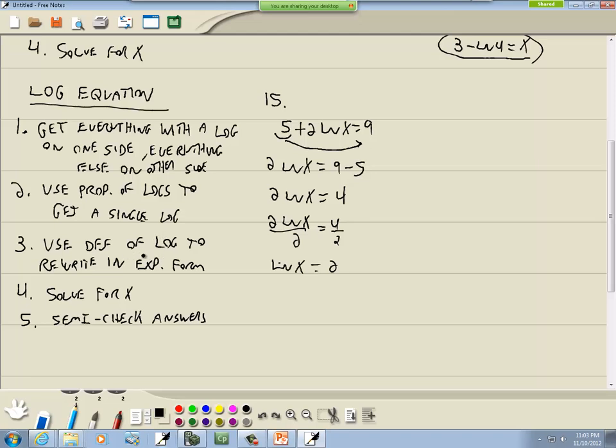Step 3, use definition of log to rewrite in exponent form. We take our base, which is e in this case, to a power of the other side equals what follows our log. Now, solve for x. This is already solved for x. Semi-check your answers. If we put the e squared back up here, it doesn't cause log of 0 or log of a negative number. So that's our answer.